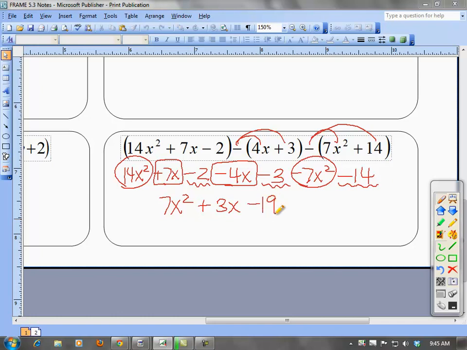Okay, now you'll notice this, I'm using different symbols for my different like terms. I'm using squares and circles and triangles and lines, things like that. We need to see that in order to see what kind of work you believe are the like terms. Okay, so we're done with addition and subtraction. Flip the page, let's do multiplication.